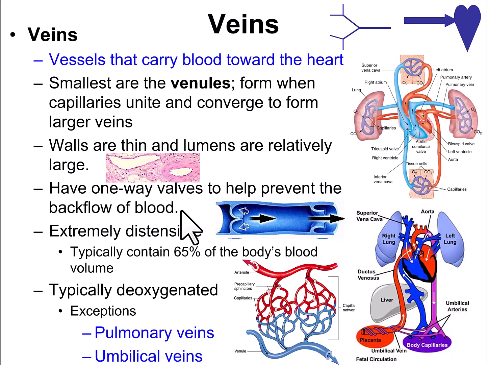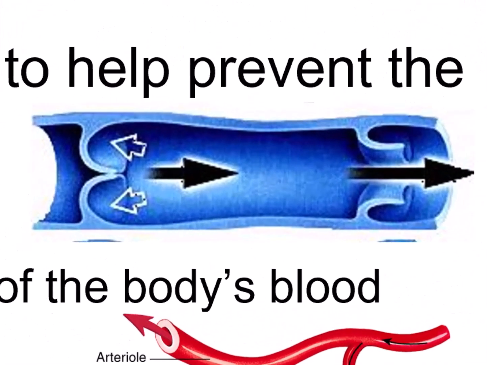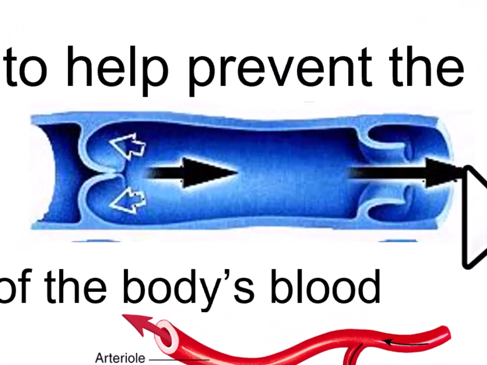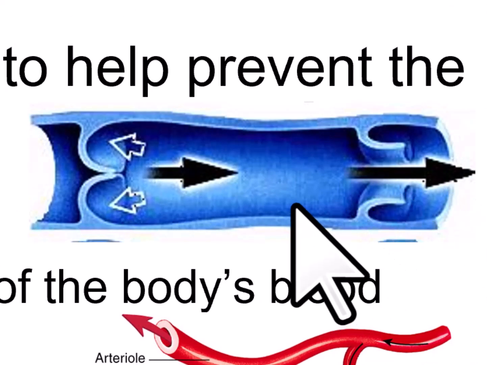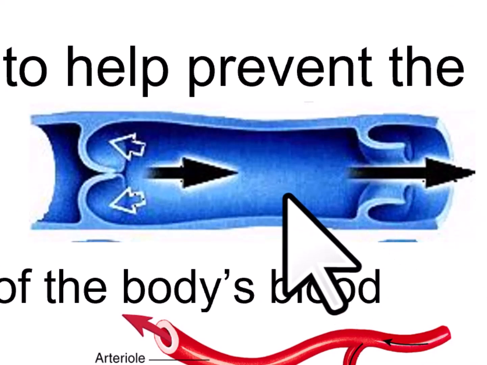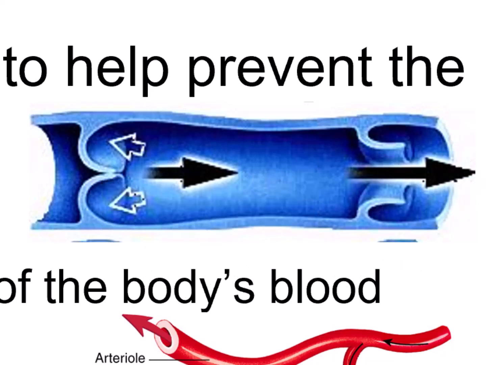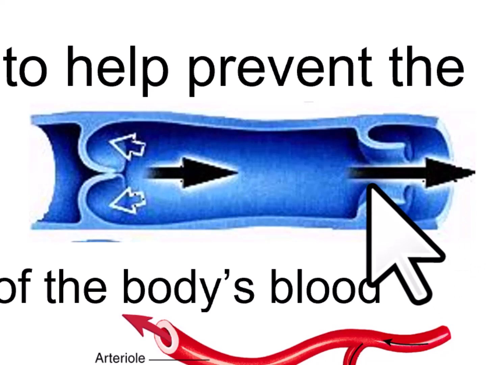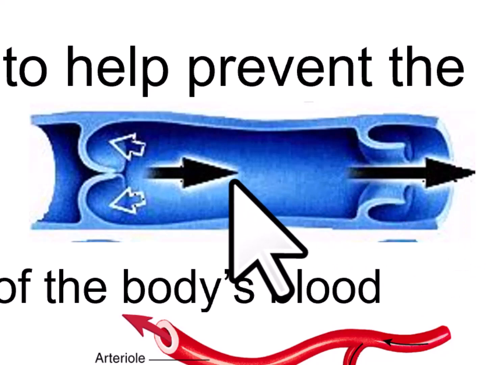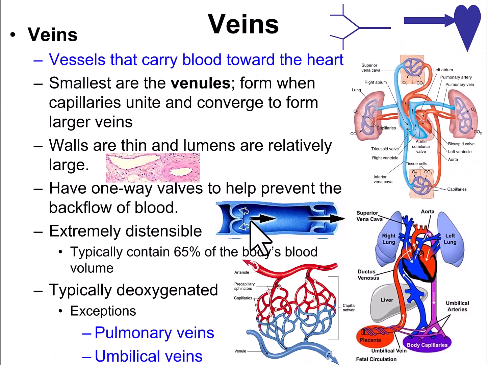Veins have one-way valves to prevent the backflow of blood. Remember, the venous system is under lower pressure, and so that blood, as it moves towards the heart, can pool in the vessel. To prevent that from happening, veins have one-way valves so that it keeps blood going in one direction towards the heart. And these valves prevent the blood from going backwards. And the veins in the venous system are extremely distensible. In fact, typically they contain about 65% of the body's blood volume.